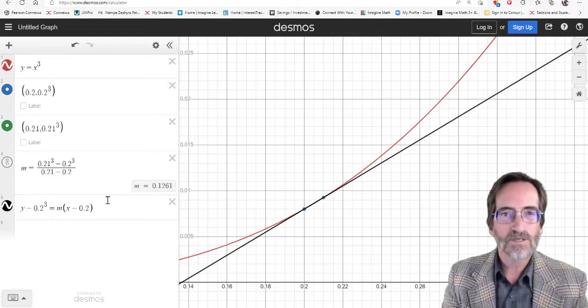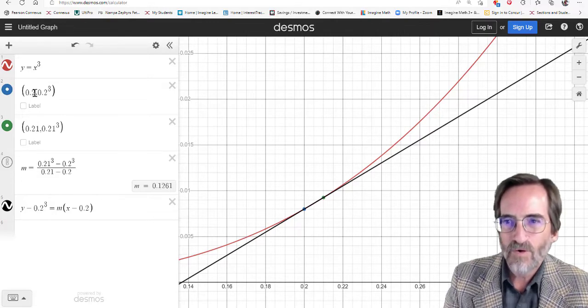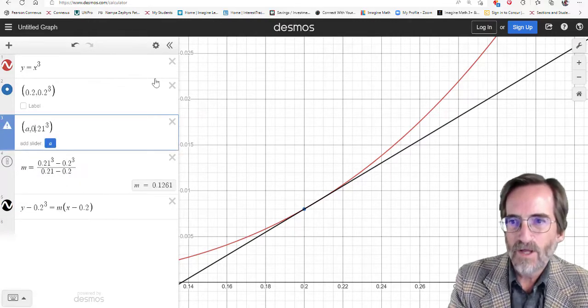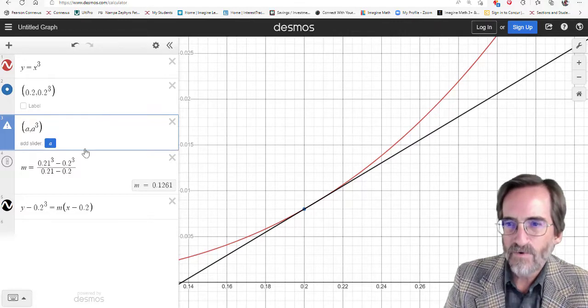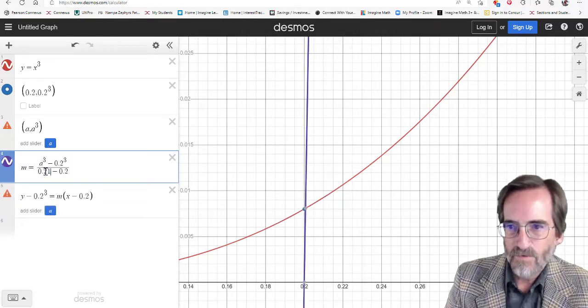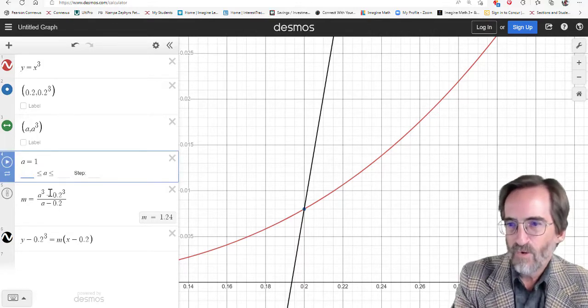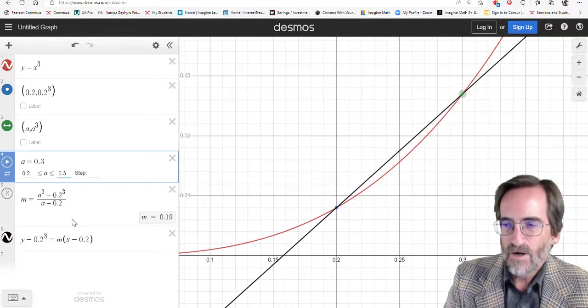So what we're going to do here is we're going to change things around. What if I make a slider? What if I put in, instead of 0.21, some number a, and some number a cubed here. Okay, and I'm going to add a slider for a. But this is going to become a cubed, and this is going to become a. And we're going to add a slider for a here, and a is going to be values from 0.2 to 0.3.